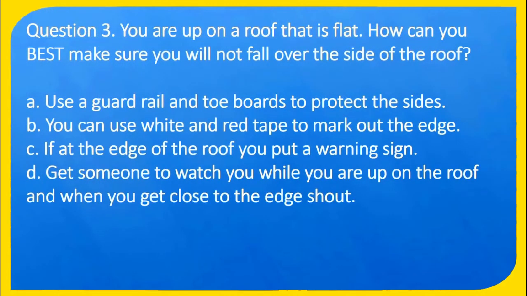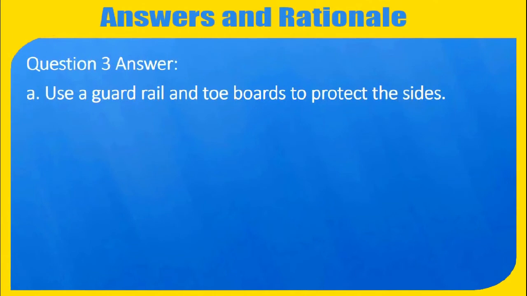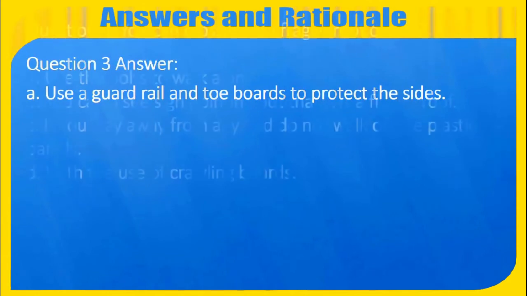Question 3. You are up on a roof that is flat. How can you best make sure you will not fall over the side of the roof? A. Use a guardrail and toe boards to protect the sides. B. You can use white and red tape to mark out the edge. C. If at the edge of the roof you put a warning sign. D. Get someone to watch you while you are up on the roof and when you get close to the edge, shout. Question 3. Answer. A. Use a guardrail and toe boards to protect the sides.